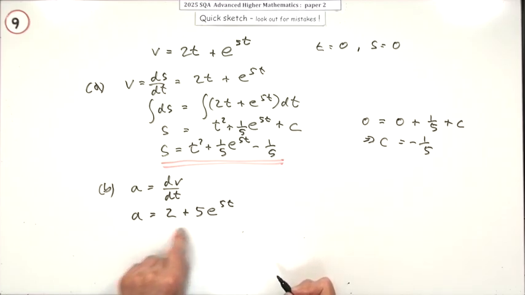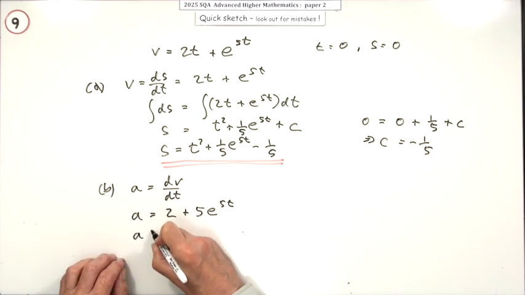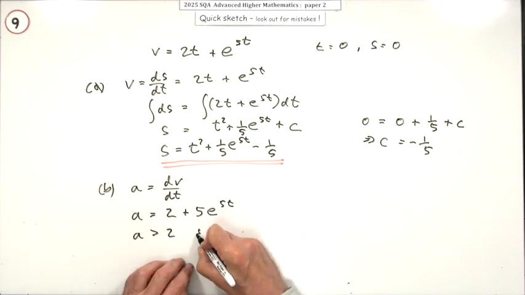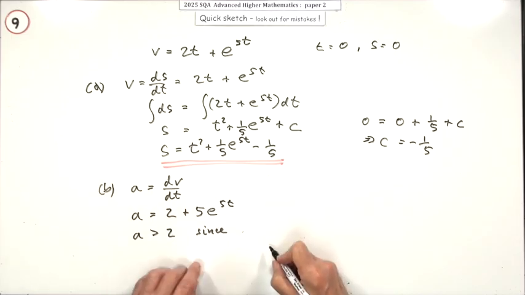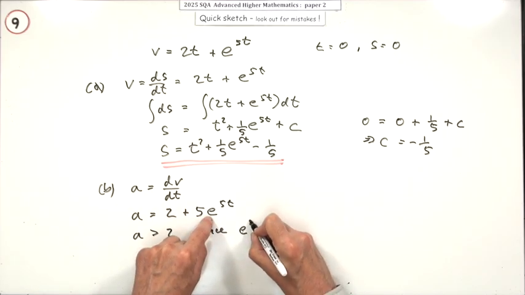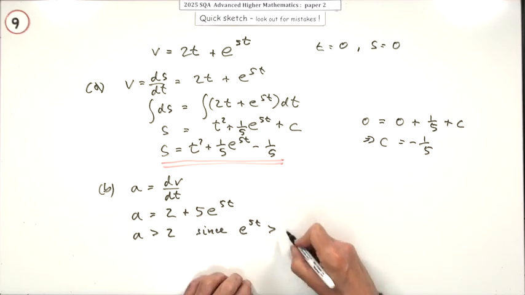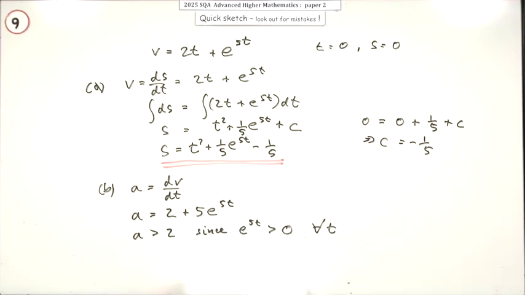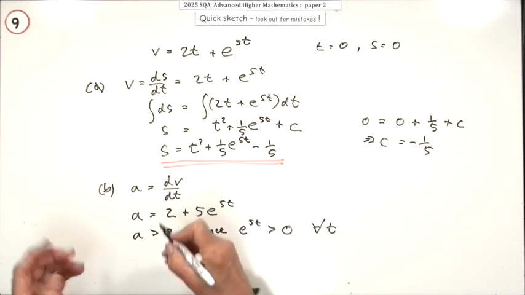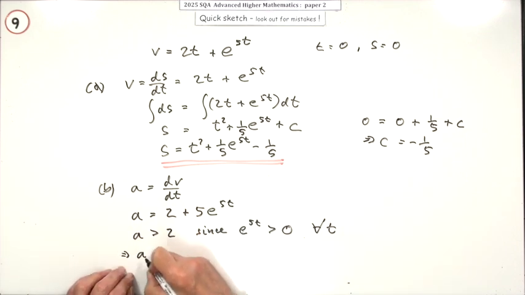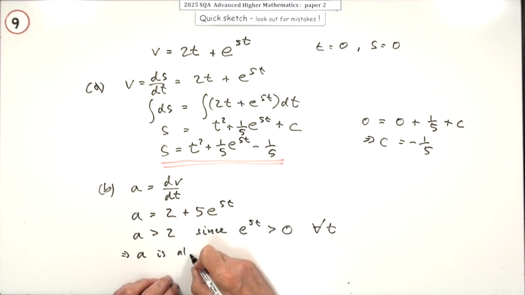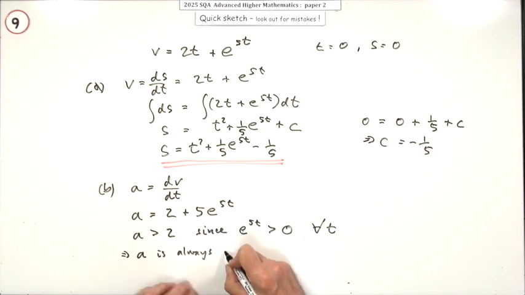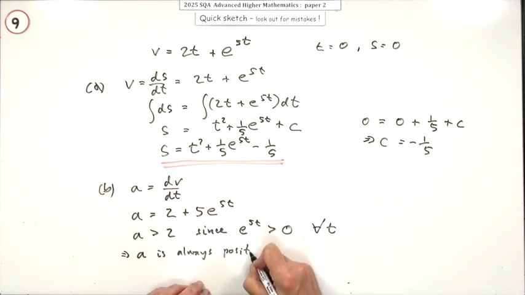That value is always greater than 2. a is always greater than 2 since e to the 5t is always greater than 0 for all t. And a being greater than 2 is effectively the same as, which means a is always positive. There we go.